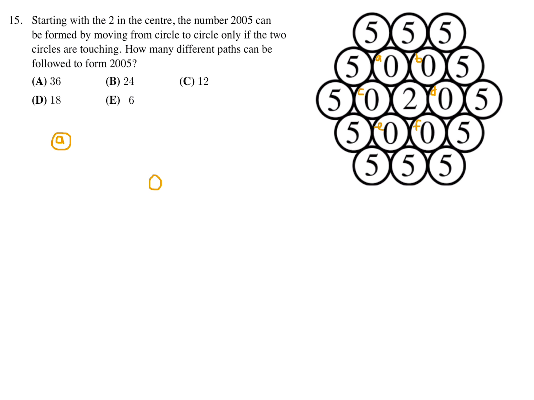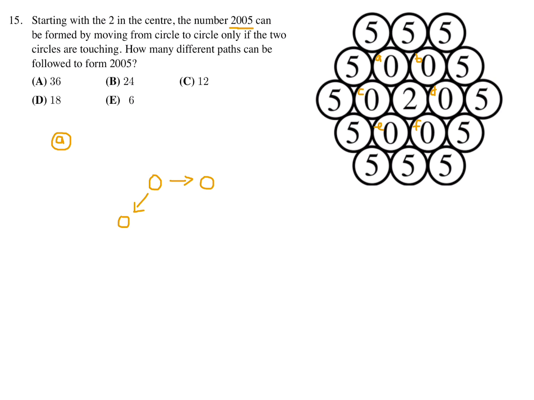Now, if I go from 2 to A, so far I've got 2, 0. But I've got to get 2, 0, 0, 5. Okay, so from A, I've got to get another 0. So I can go either here or here. On the diagram, that would mean from this 0, I can go either here or here. Because I can only go somewhere that's touching.